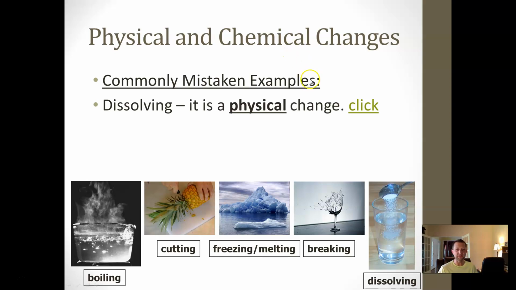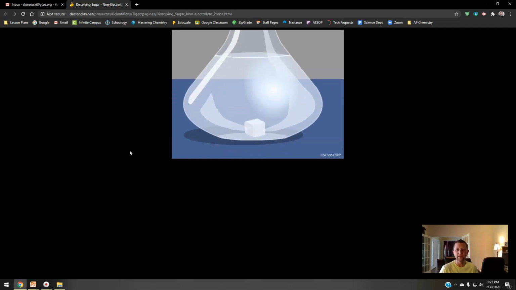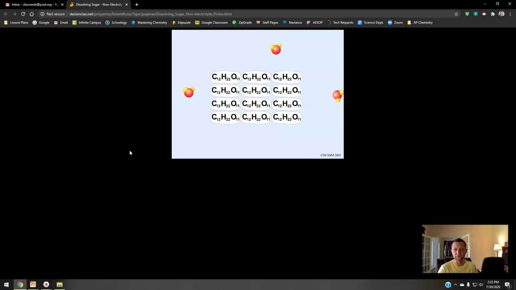Dissolving is one that always tends to get students. That's a physical change. We're going to look at the animation we did the other day in the other video lesson, the same sugar cube dissolving. If you remember the formula for that sugar cube, all the molecules were C12H22O11. So we're going to watch it dissolve. And remember, a physical change is when the identity remains the same before and after. So before, you can see the formula, C12H22O11.